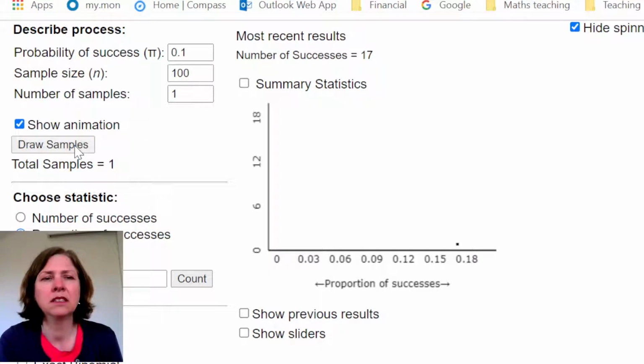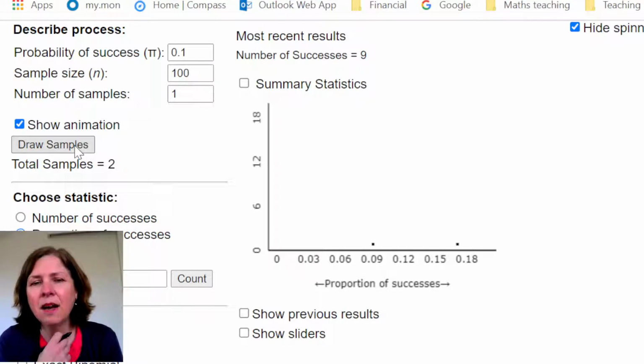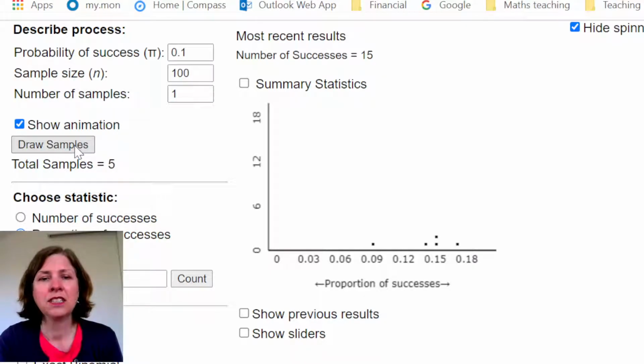Let's do it again. So what I'm running here is an online simulator. It pretends that I've actually done this and it gives me some random answers according to the statistics given. So in this case, the number of successes you can see there is 9 out of 100. So my sample proportion is 0.09. Let's do it again. This time I've got 0.14. Let's do it again. 0.15. Another 0.15. Run it again. This time I've got 0.13.